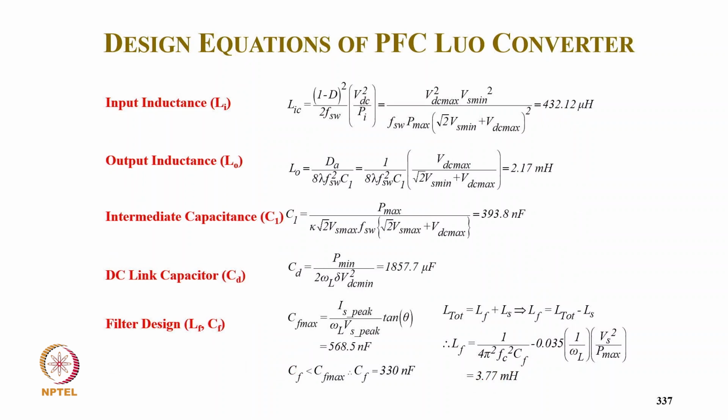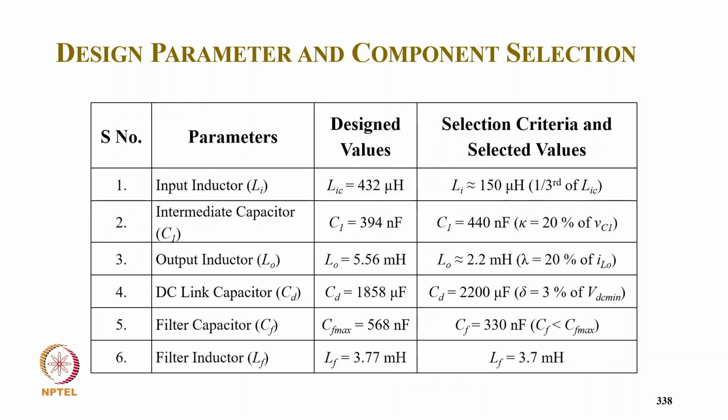And the calculation similarly for the input inductor is 32.12 millihenry, output inductor calculated 2.17, then intermediate capacitor 390.9, and DC link capacitor is the same, 1857.7 microfarad, and the EMI filter capacitor 330 nanofarad, and inductor is 0.77 millihenry. And here also the input inductor is selected corresponding to 150 microhenry, 1/3 of the calculated, so that the inductor remains in discontinuous mode and gets inherent power factor correction over a wide voltage range of supply as well as load change on the converter.